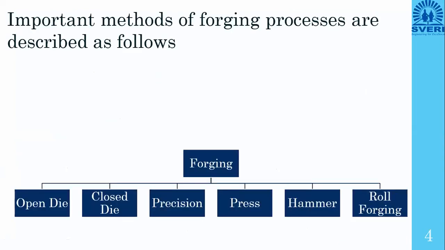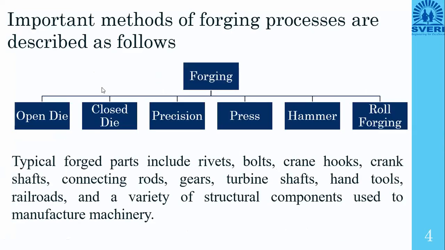Okay, important methods. These are some important nomenclatures which we have to identify in forging: open die forging, closed die forging, precision forging, press forging, hammer forging, and the last one is roll forging. And typical forged parts include rivets, bolts, crank hook, crankshaft, connecting rods, gears, turbine shaft, hand tools, rail rolls, and a variety of structural components used in industry machinery. Okay, so these are the applications.